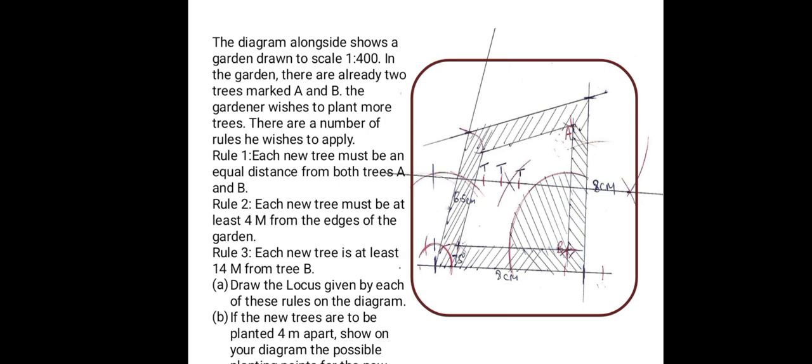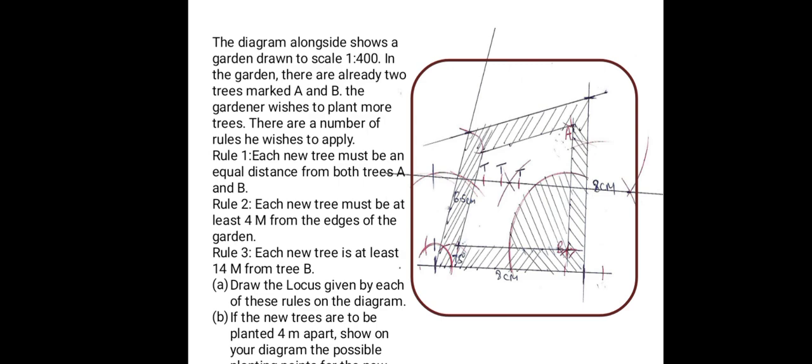The diagram alongside shows a garden drawn to scale 1 to 400. In the garden, there are already 2 trees marked A and B. The gardener wishes to plant more trees. There are a number of rules he wishes to apply. Rule 1. Each new tree must be an equal distance from both trees A and B. Rule 2. Each new tree must be at least 4 meters from the edge of the garden. Rule 3. Each new tree is at least 14 meters from tree B.